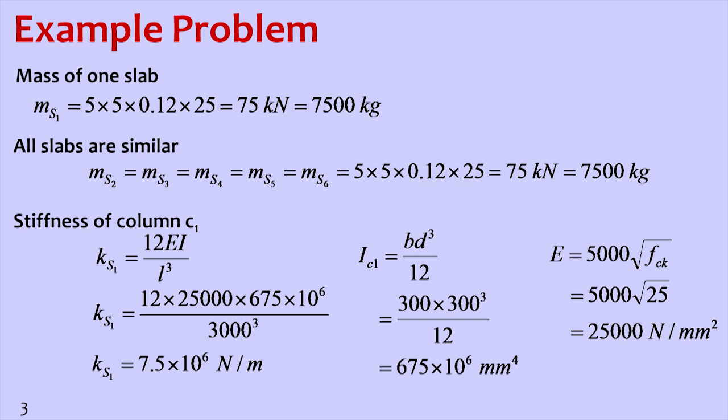This is directly calculated. The result which we got from the calculation shown here will be in Newton per mm, where you need to convert it to Newton per meter, and which is equal to 7.5 into 10 to the power of 6.